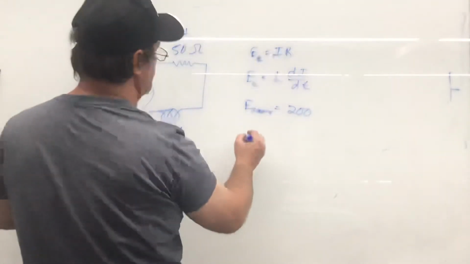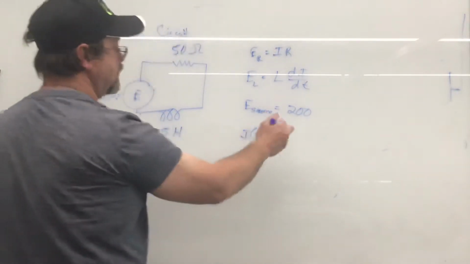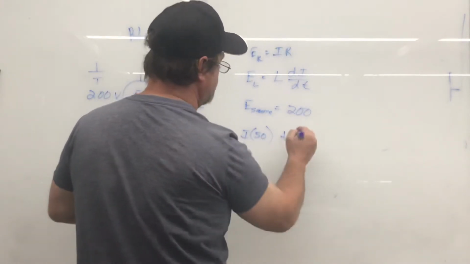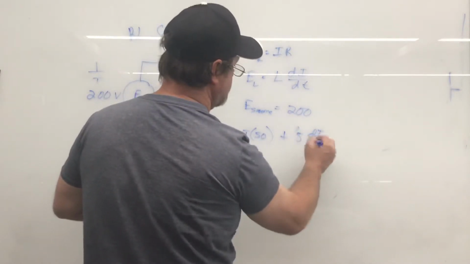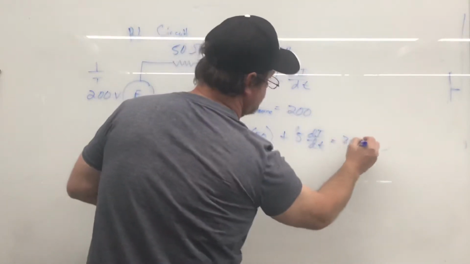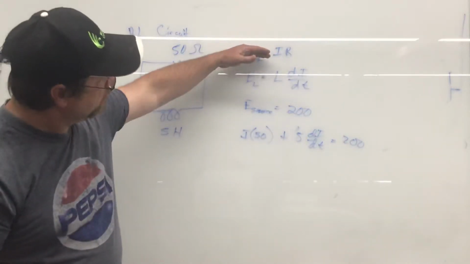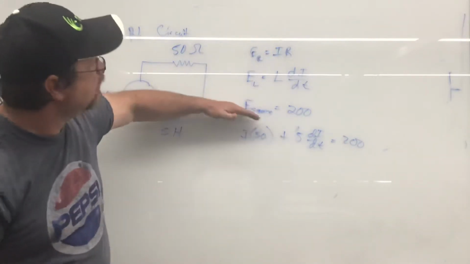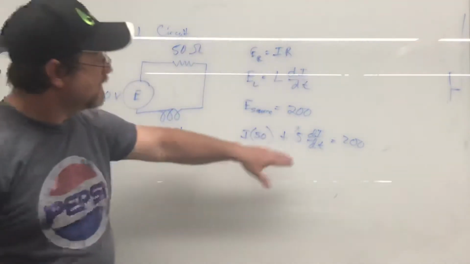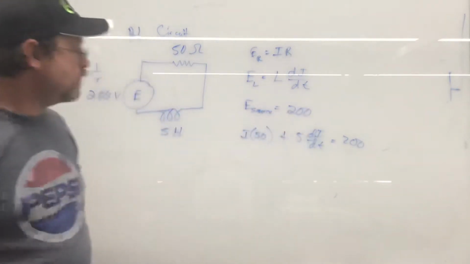So I've got I times 50 plus L, which is 5, dI/dt equals 200. Now, why do I write it that way? Well, these are eating up the voltage. So if you want to add these all up, you'd say I've got 200, I've got minus IR, and I've got minus L dI/dt. I've just written it like this. The source is on one side, and the things that are eating up that voltage are on the other side.